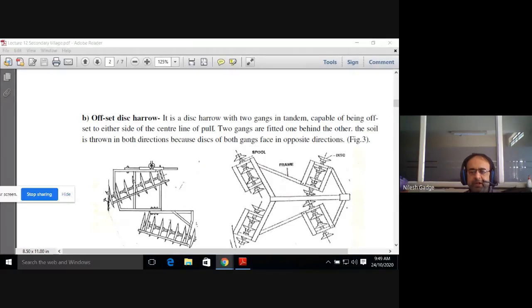Either side means to the left of the tractor or to the right of the tractor. Two gangs are fitted one behind the other. The soil is thrown in both directions because the gangs face in opposite directions.